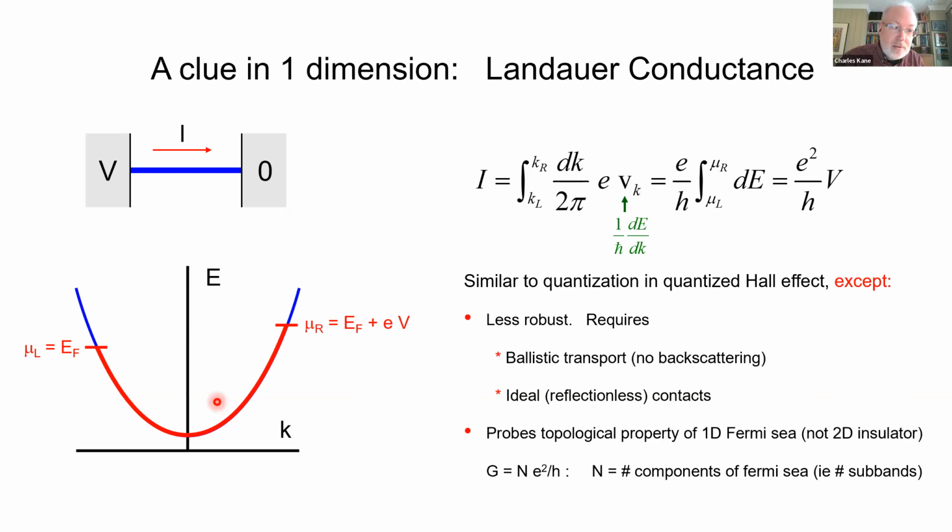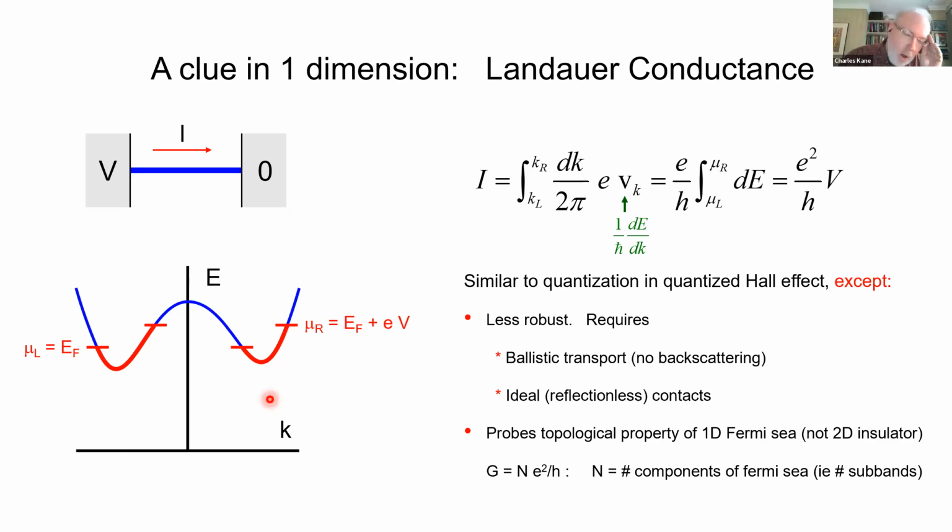I can change the details of exactly what the Fermi sea looks like, and since it's a total derivative, it doesn't change. I can keep changing it until the Fermi sea splits into two pieces. Okay, and once that happens, then I get a factor of two. Okay, and so what this ballistic Landauer conductance is probing is basically the number of disconnected components of the Fermi sea. Okay, and that is a topological property of the Fermi sea. Okay, it's kind of a trivial topological property, but it's a topological property of the Fermi sea. Okay, and so that's what the Landauer conductance is.